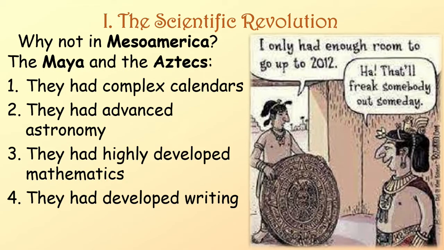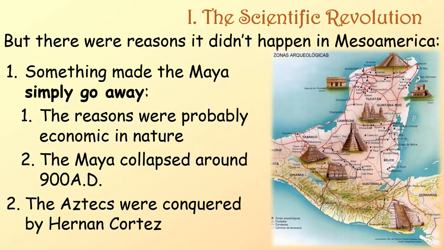What about Mesoamerica, way over on the Western Hemisphere? What about the Maya and the Aztecs? They had complex calendars. They had advanced astronomy. They had highly developed mathematics. They had developed writing. But there were also reasons that it didn't happen in Mesoamerica.